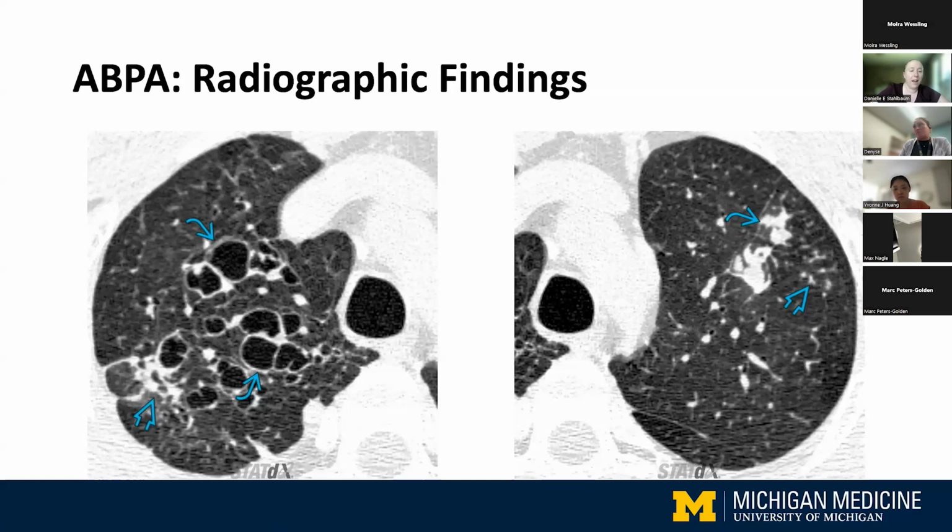This is an example of more severe ABPA where you can have pretty dilated cystic bronchiectasis through here. You can have mucus plugging and tree-in-bud nodularity.